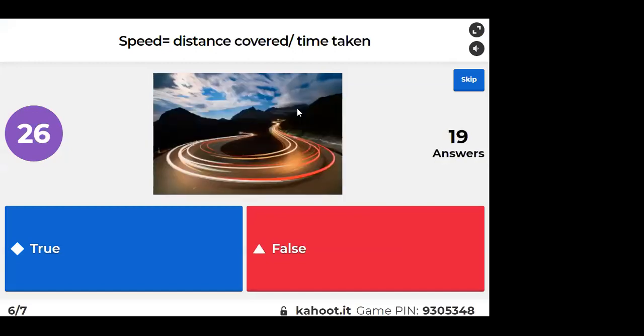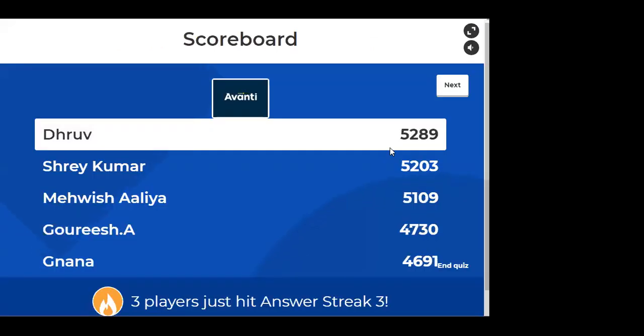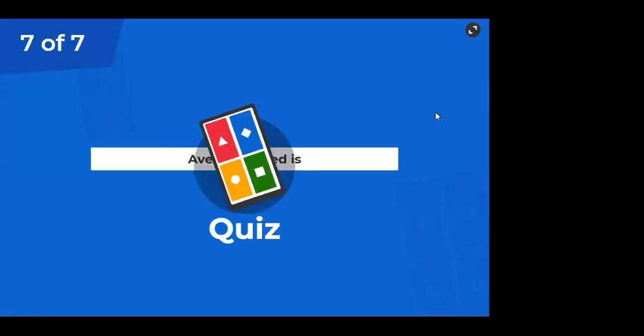Okay, so speed is equal to distance covered by time taken. Very good, right? All of you gave correct answer. Don't worry, I'll explain everything once again. No tension, just understand. Last question of this Kahoot.